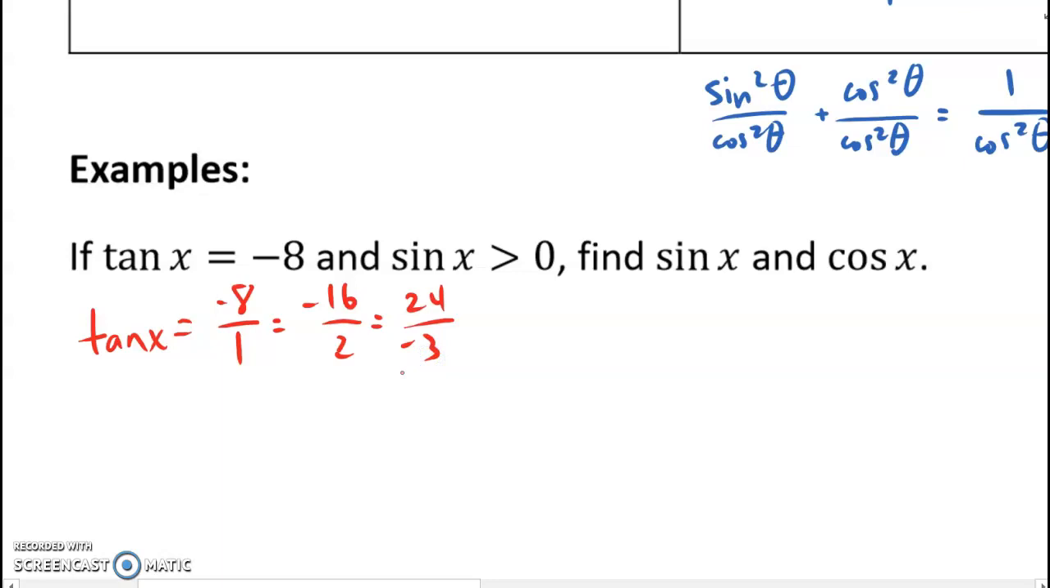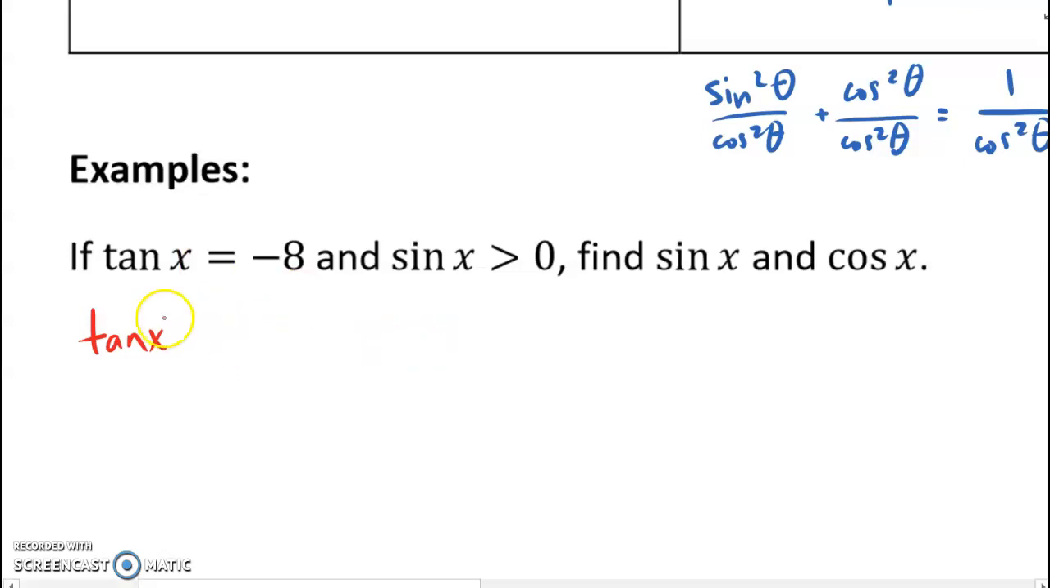There are lots of different pairs of numbers that I can divide to get -8. So it's not just that the ratio of opposite and adjacent is -8, but it also has to satisfy that Pythagorean identity, right? So let's take a look here. We have to make sure that this thing fits our Pythagorean identity.